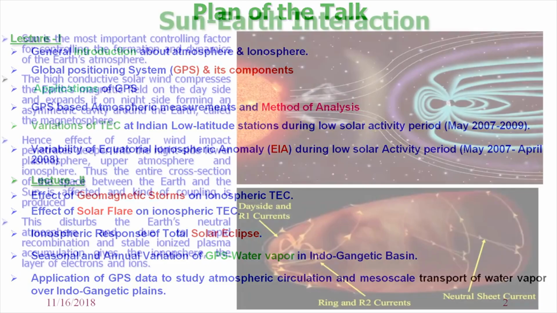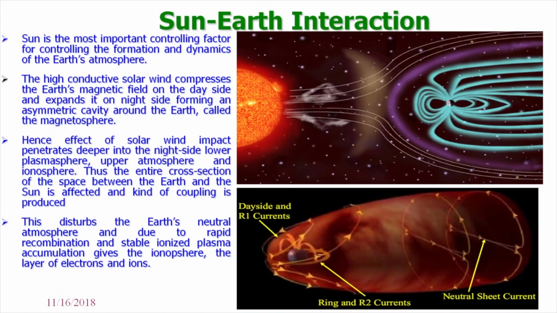First I will give you information about the interaction of the sun and earth, because the sun is one of the important controlling parameters for the near earth environment. Our near earth environment is highly affected by the sun. The sun sends the solar wind, that is charged particles, ions and electrons coming at a large velocity. When it comes, it compresses the earth's magnetic field. The earth's magnetic field is compressed on the day side, and on the night side it is elongated by several thousand kilometers.